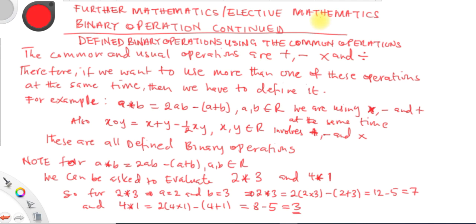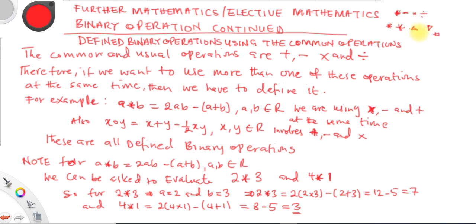We said in the previous video that the usual or normal operations that we use are addition, subtraction, multiplication, or division. So these are the usual operations. Whenever you talk about operation, these are the operations that come to mind. However, if you want to define our own special operation, then we can define the operation as a star, a triangle, an inverted triangle like this, or a square like this.